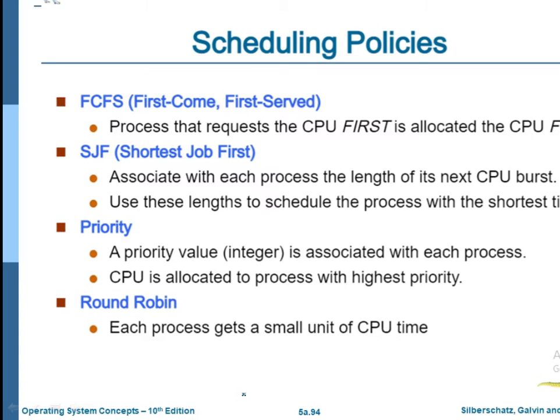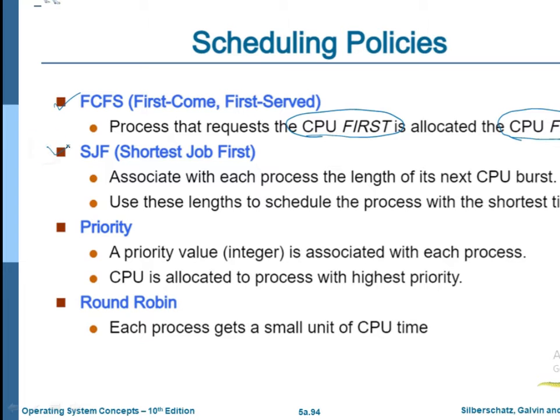Hello friends, today we are going to see scheduling policies and problems on the scheduling policies. We all know that we have four basic scheduling policies. First come, first serve. In first come, first serve, the process that requires the CPU first is allocated the CPU first. So the process which comes first gets served first.